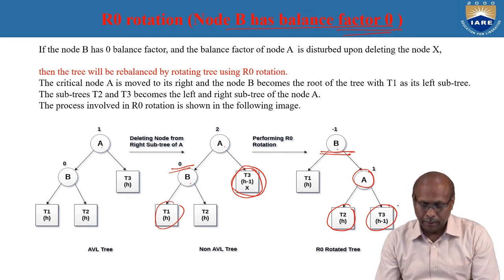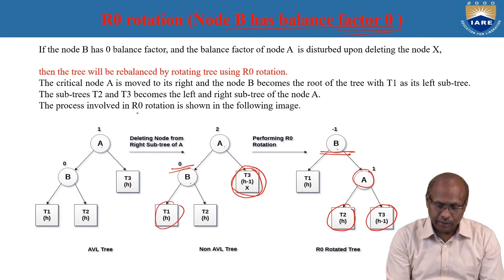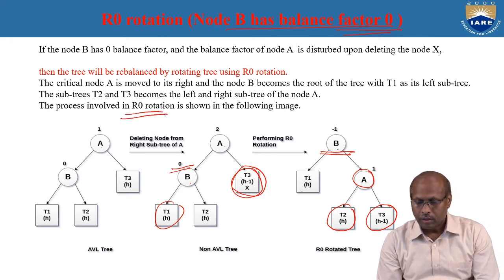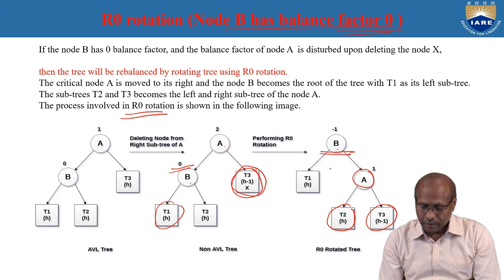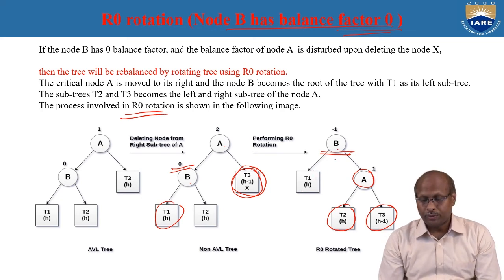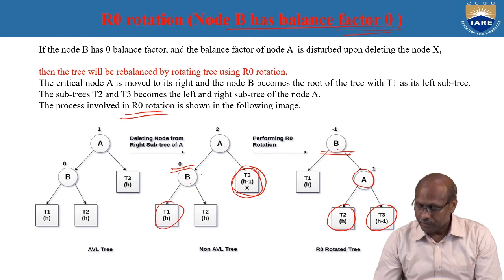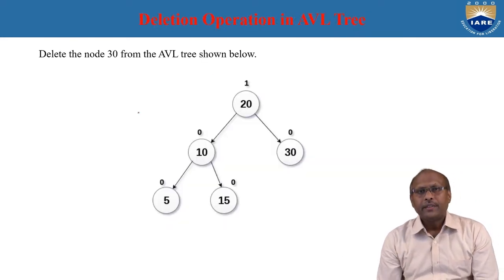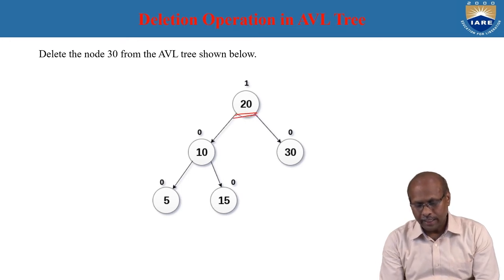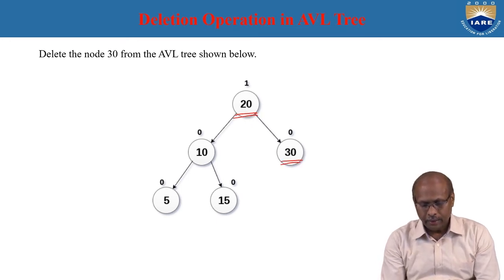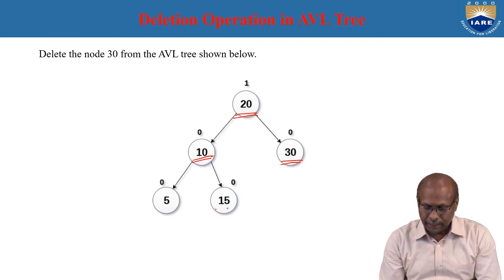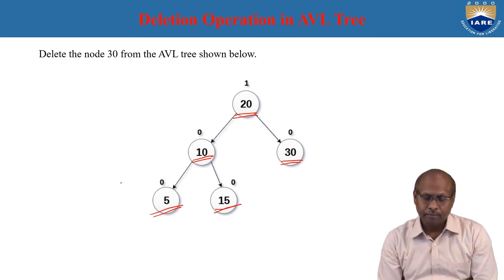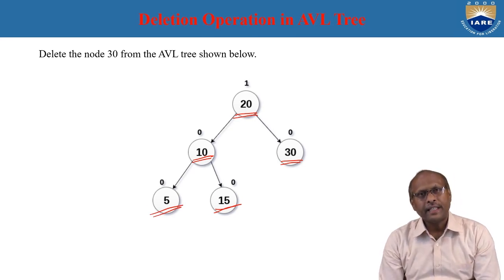Okay, let us see a small example here. We are talking about R0 rotation. R0 means when the balance factor of B is 0. Assume there is a tree with the following values: 20, 20's right is 30, and 20's left is 10, because of the binary search tree property. And 10's right is 15, and 10's left is 5. Now this is an AVL tree as well as a binary search tree.